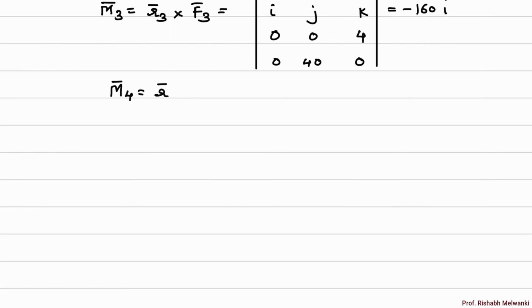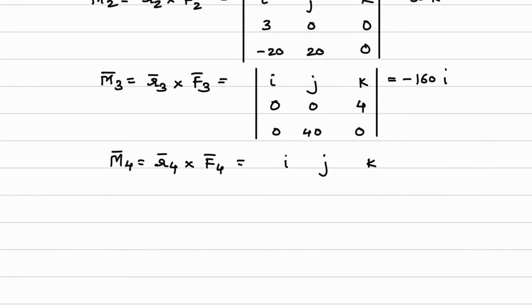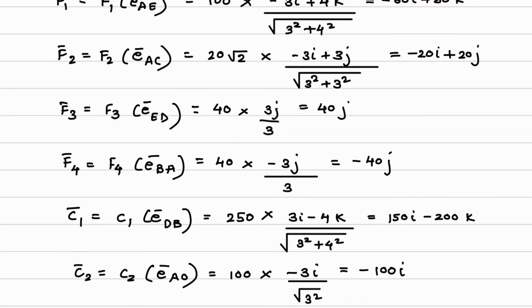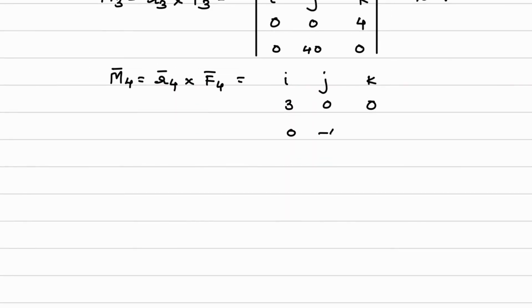Next, moment vector 4. Position vector with respect to point O of force vector 4. This will be the cross product, position vector R4. This is 3i, so 3 0 0. And force vector F4, this is minus 40j, so 0 minus 40 0. This value is minus 120k.